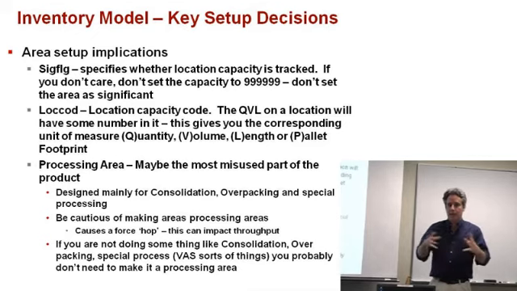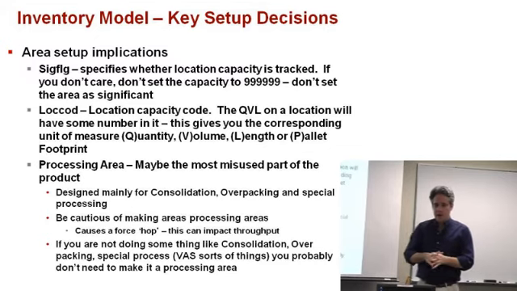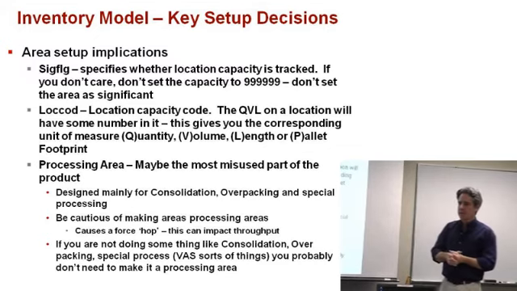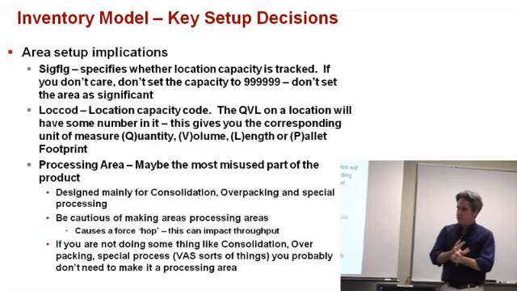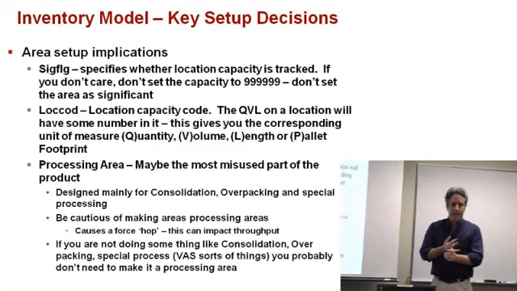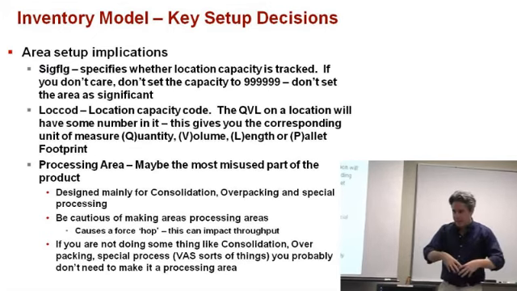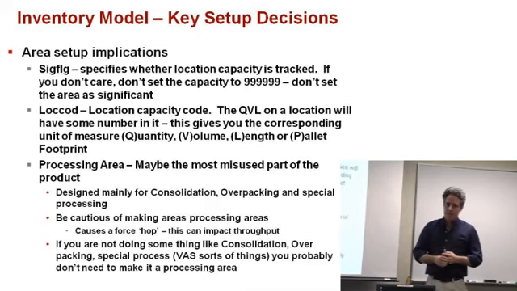That's the whole idea behind the processing area, and somehow from time to time it morphs into something where processing flags are set all over the place, which causes all kinds of havoc. So be very cautious. If I go into a system and I see processing areas in more than one or two areas, it makes me suspicious about what's going on there. Again, consolidation, good use of a processing area. Overpacking, that kind of stuff where you have stuff to do and it has to be done that way and all the pieces have to be there before you can do it, processing area. P&D, not so much.